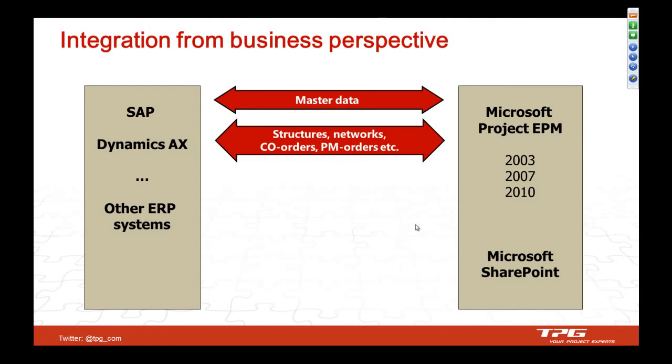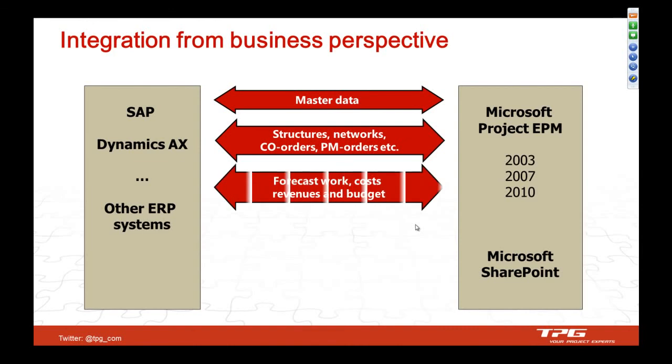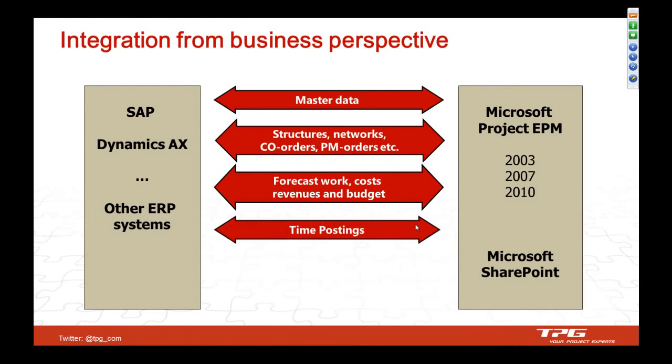Of course, connecting and mapping is not an end in itself. You're doing this mainly because you want to exchange dynamic data. Dynamic data means that you might want to update forecasts, like forecast costs, or maybe internal costs like work, revenues, or even budgets between the two systems. On the other end, you have time postings, usually captured in Microsoft EPM, but some customers also do this in SAP, in CATS, for example, or in Dynamics, whatever it is. And you want to exchange this information the best possible way with the other system.